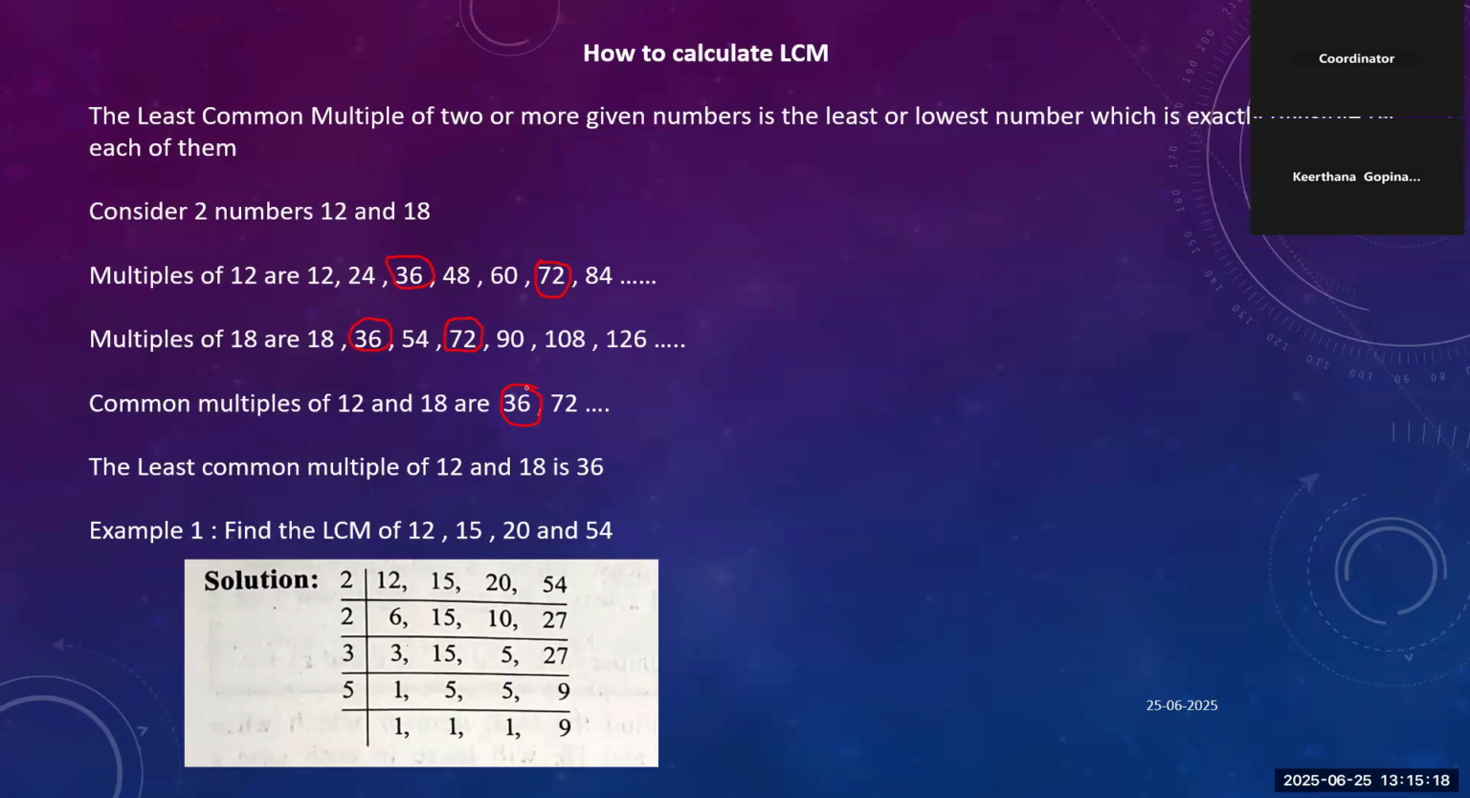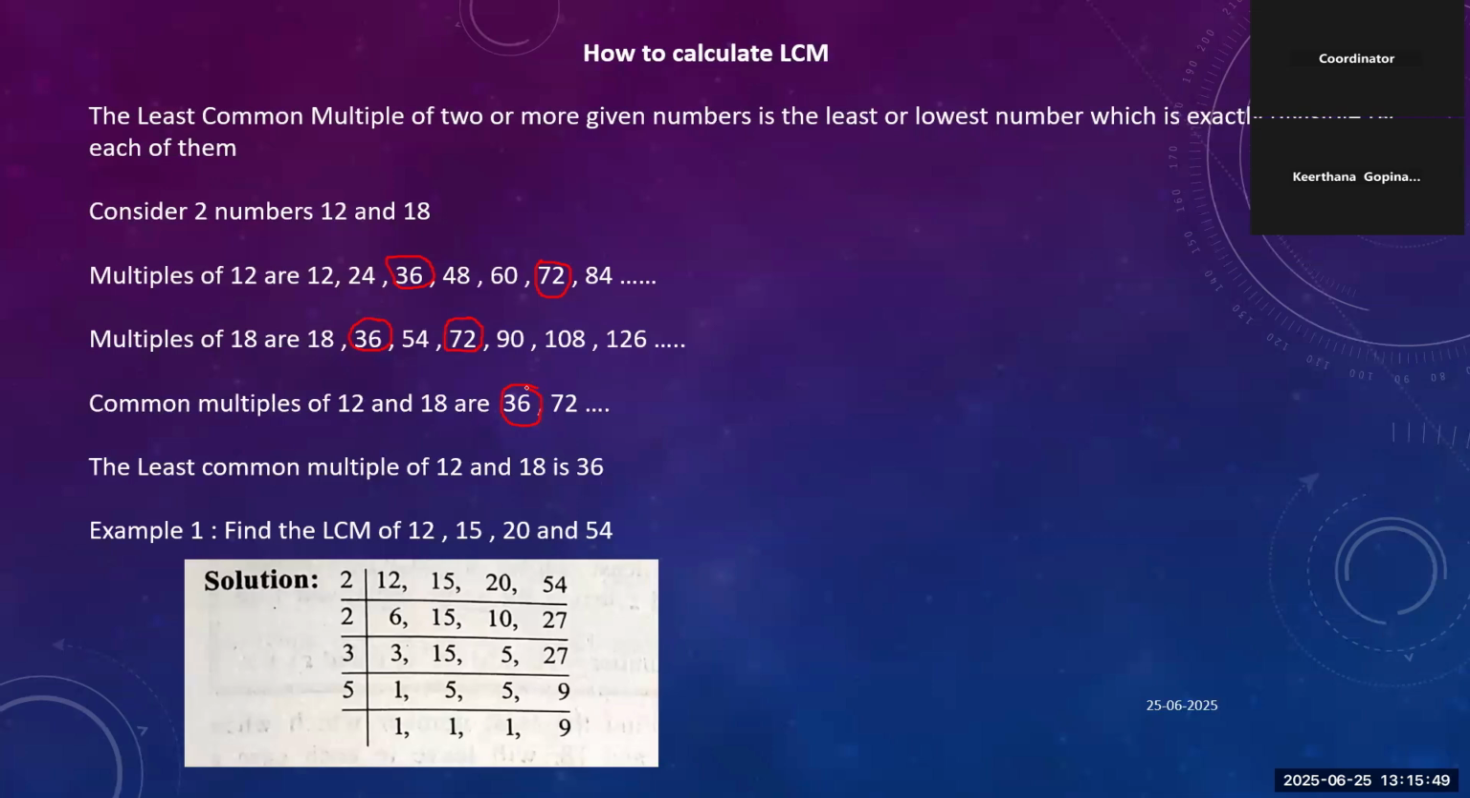Now here there are three numbers which are divisible by 3, so again use 3. 3 divided by 3 is 1. 15 divided by 3 is 5. 5 is not divisible by 3, so bring it down just like that. 27 by 3 is 9. Now what have you got? 1 is a prime number, 5 is a prime number, 5 is another prime number, but 9 is not a prime.